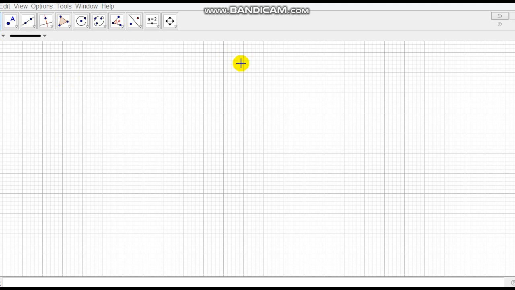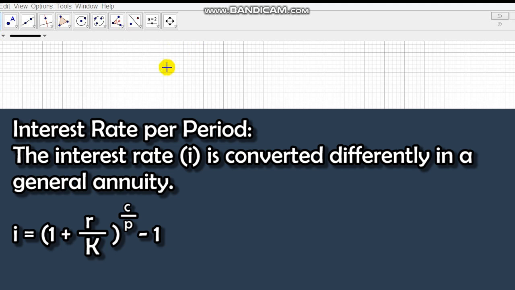So in that manner, we're still going to use the formulas for the future value and the present value. However, the interest rate will be computed differently. So the interest rate I is converted as follows. I is equal to 1 plus the rate that we usually use over K, the compounding rate of the interest, raised to C over P, then subtract 1.